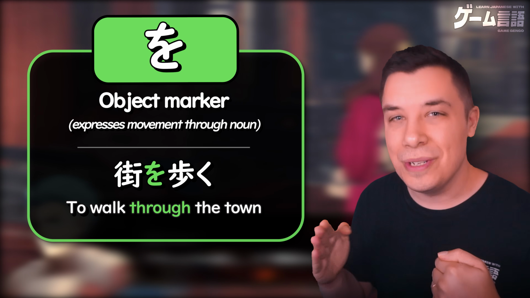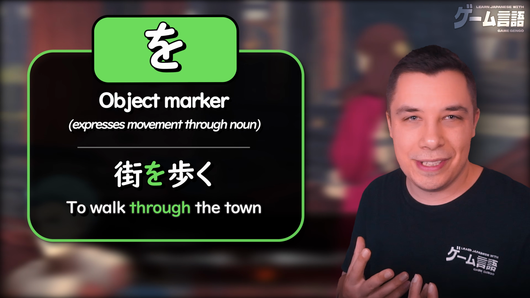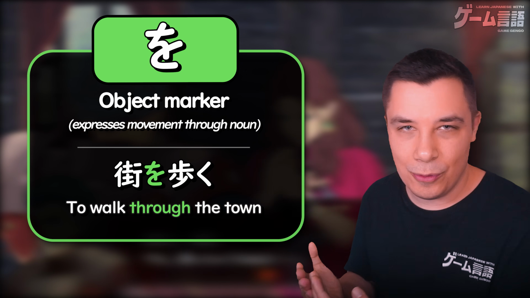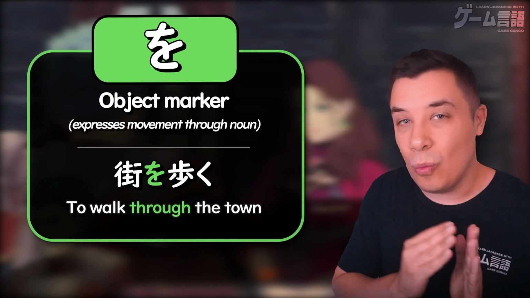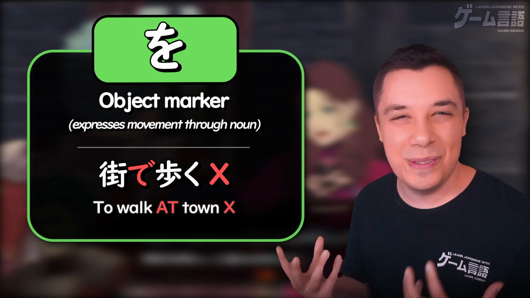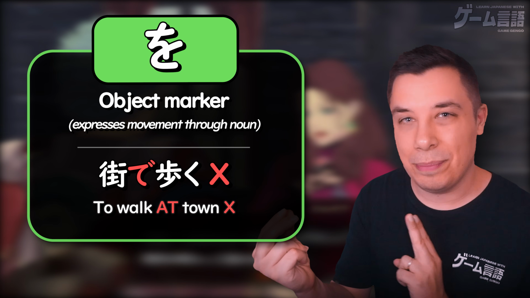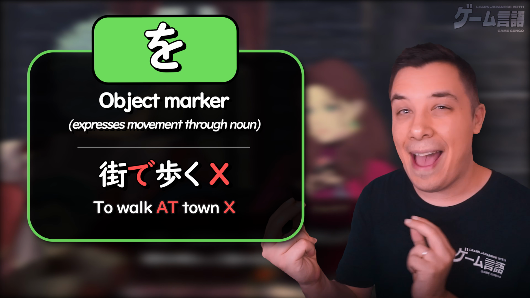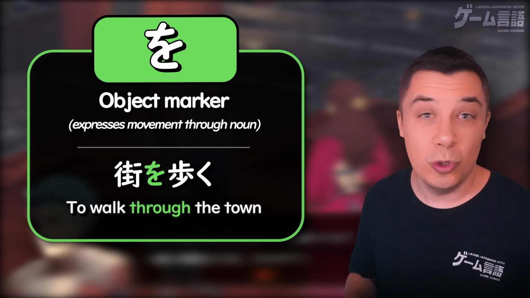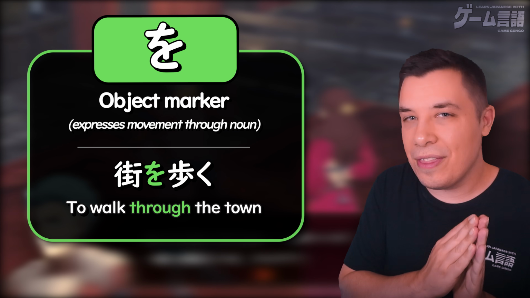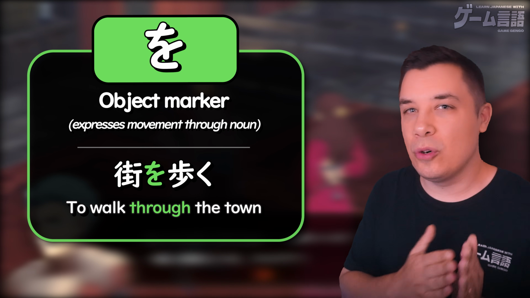And so let's say, for example, you wanted to say that you walked through town or you walked through the room. You would need to use the o particle to mark what you walk through. Whereas if you were to use something like the de particle that marks the place of action, that's more like at. And that's not really a natural way of expressing where you went for a walk. Normally you'd use the o particle to express going through something. Like here, going for a walk through town.